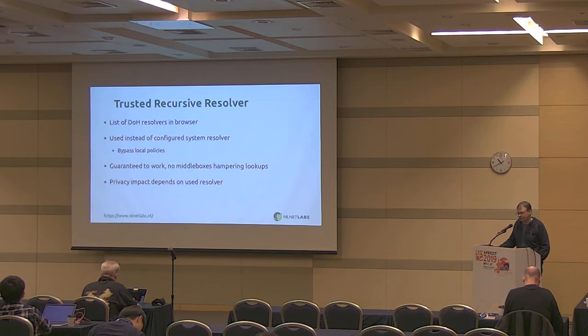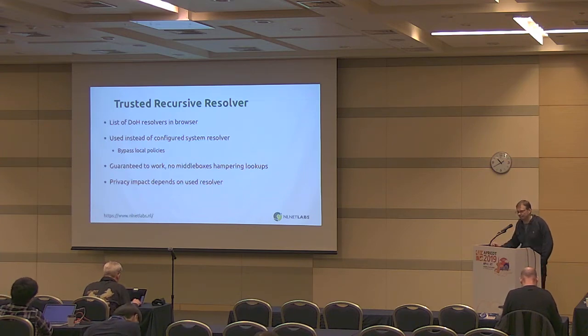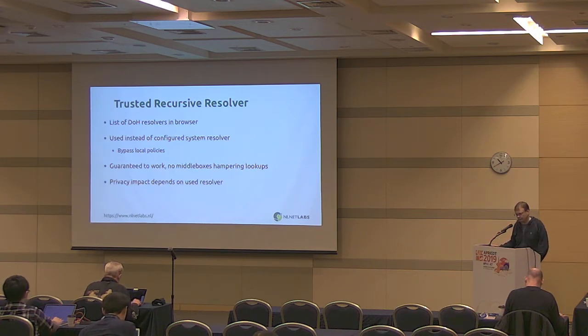There's also a problem that not all of these resolvers are actually well behaved, so they may not answer certain queries, they may break stuff. So for advanced usages of DNS, you might want to actually use a resolver that you know works and that you can trust. So what they did is they invented a thing called a trusted recursive resolver, which is a list of public DNS resolvers or DNS over HTTP resolvers that is built into your browser. And instead of using whatever DNS server your ISP gives you, they basically just use that.